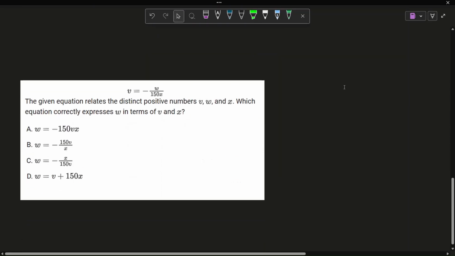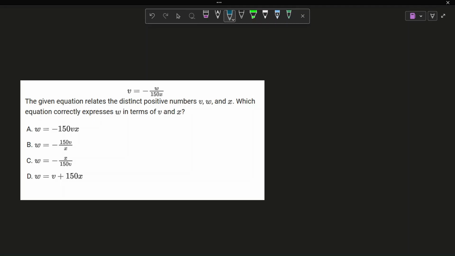Now here's the third question. The third question has an equation at the top, which goes v equals negative w over 150x. And what the question's asking you is to solve for w in terms of v and x. And essentially, you don't have to even worry about the in terms of v and x here because you only have v, w, and x. And all you really have to do here is manipulate the equation to get w.